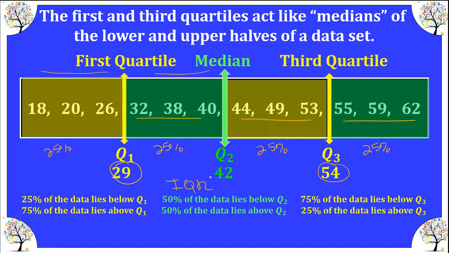So when you have an outlier, you definitely want to use the IQR, just like you'd use the median for a measure of central tendency. So for our IQR, we would subtract 54 minus 29, and that is going to give us 25. So our IQR is 25.